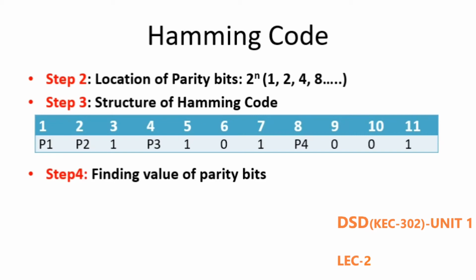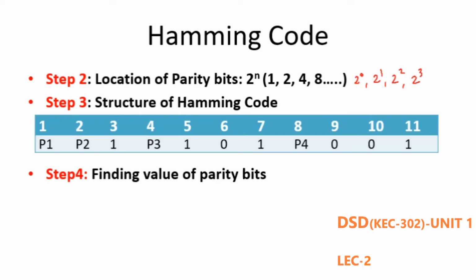So this step 2 is telling us about the location of parity bits. These are the 4 bits which are to be included in my message. So 1, 2, 4 and 8. That means 2 raised to power 0, 2 raised to power 1, 2 raised to power 2 and 2 raised to power 3. These are the 4 locations where these 4 parity bits would be added. So if there would have been an extra bit in some other example, if there would have been 5 parity bits, so 16 would have been the location for that 5th parity bit.